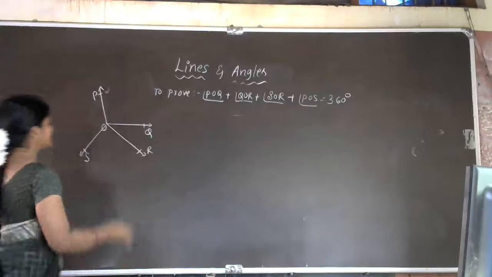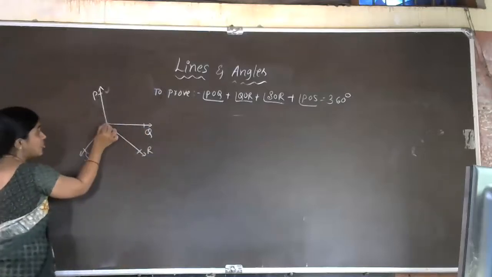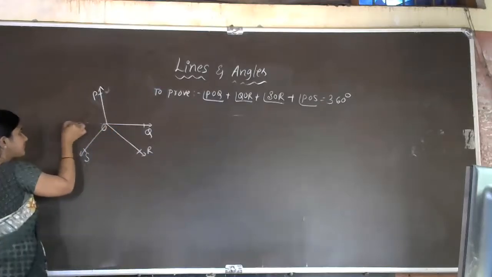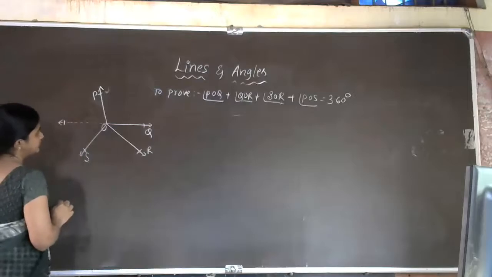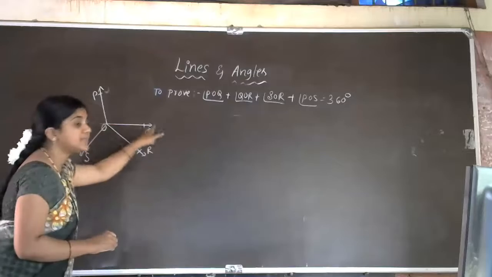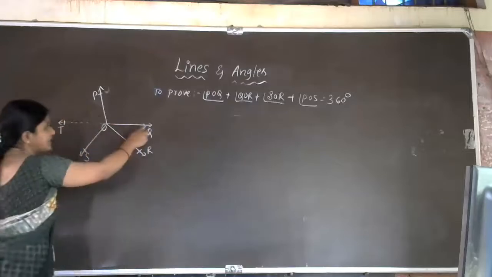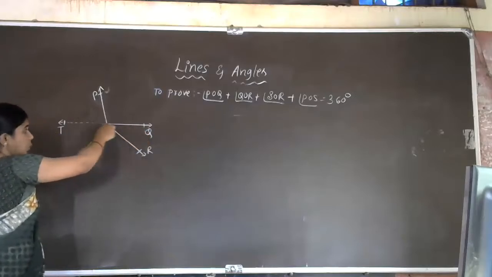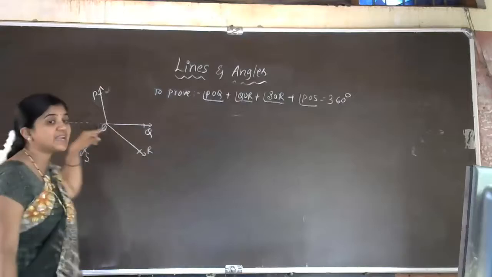So what construction we have to do is, OQ line or ray you are observing, no? That we have to extend in this direction, like this. Can we give the name? T. Yes. Now TOQ is a line. So we need one straight line. For that we did the construction: we just extend this OQ line up to T, then it forms a TOQ line.